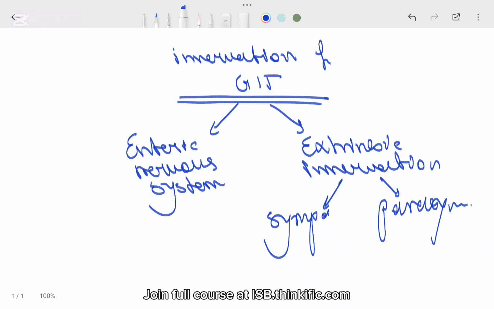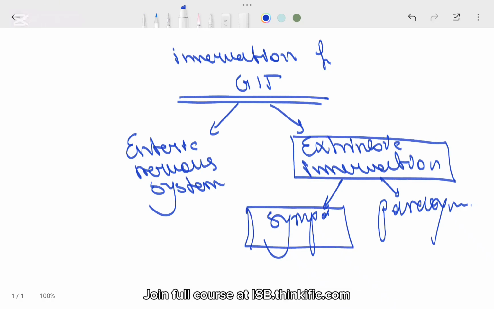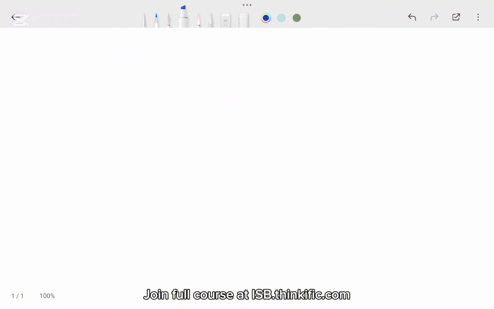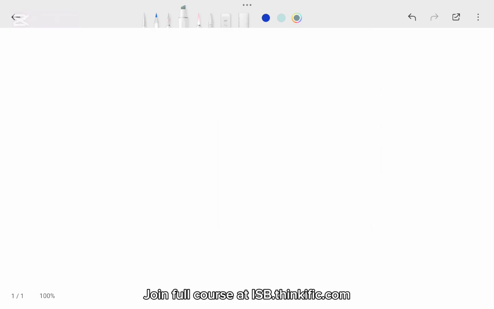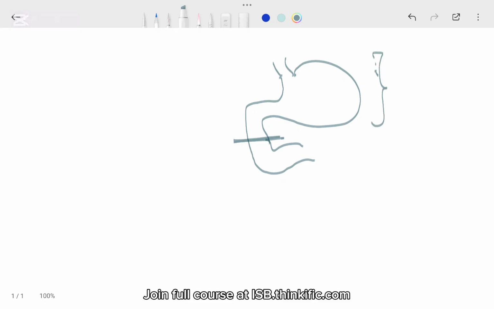Let's first begin to talk about the extrinsic innervation, particularly the sympathetic nervous system. Let us revise together the parts of the gastrointestinal tract. As we already know, the abdominal part of the esophagus, the stomach, and about halfway through the duodenum, just below the major duodenal papilla, proximal to that, we call the foregut. This is the foregut.